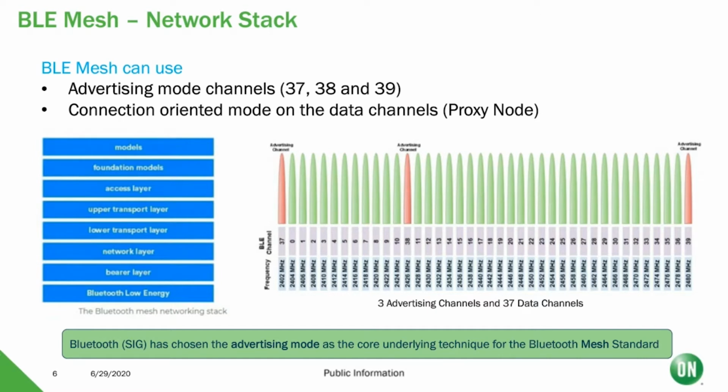And there are legacy devices that can communicate with mesh networking devices, and they can use other channels as well, specifically what is called the proxy node. We'll talk a little bit more about that. But the majority of the communication does happen on channels 37, 38, 39, which are also known as advertising mode channels.